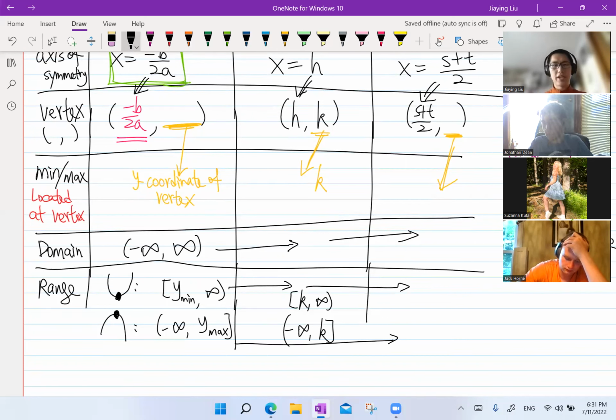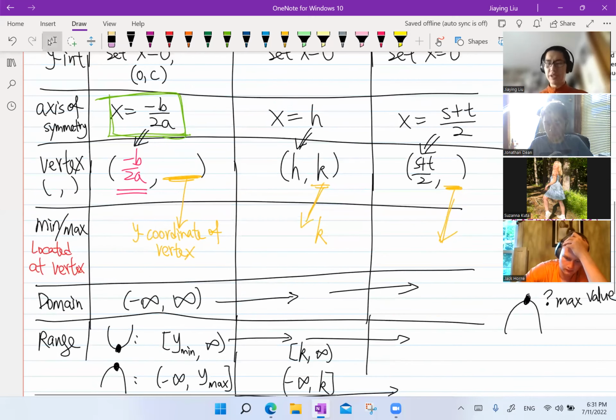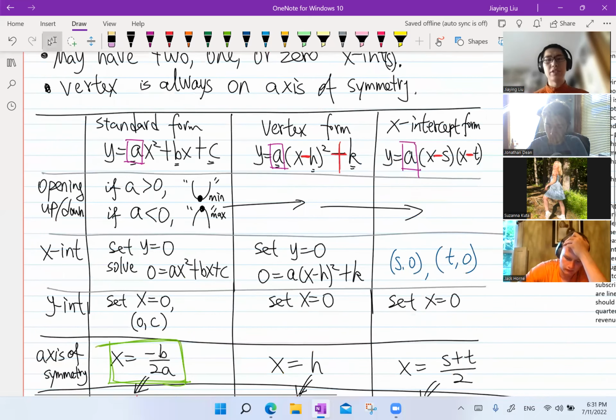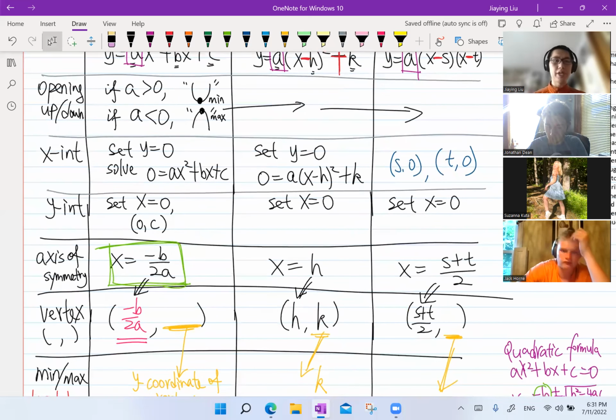I apologize for piling up a lot of information with the different forms. Again, it's just quadratic functions, right? There's a lot of things we could talk about. We can talk about whether it's opening up or down, x-intercept. You don't have to memorize this. You could just say, okay, I'm just going to set y equals 0 for x. That's fine. Same thing with y-intercept. You don't have to memorize anything. You can just say, okay, I'm going to set x equals 0. I'm going to solve for y.